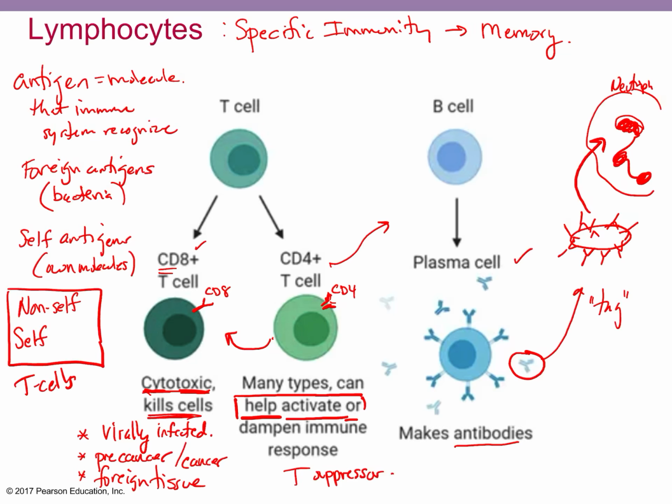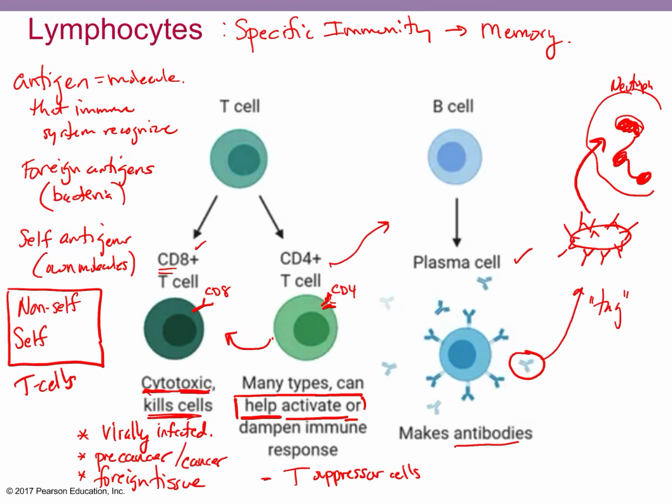Then lastly, there is something called a T suppressor, which is not on here. So the T suppressor cells are going to dampen down the immune response. So your immune response is going to activate and activate and activate and be active, but then what signal tells it to all quiet down after the infection's gone? It's T suppressor. So that's the job of these cells.